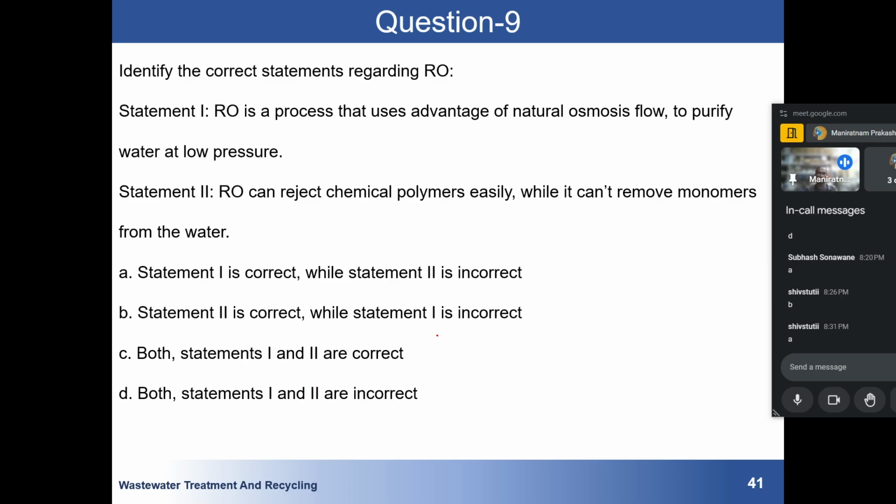We have two statements. You have to identify which one is correct and which one is incorrect. Both are incorrect, or both are correct; four options are there. Statement one: RO is a process that uses advantage of natural osmosis flow to purify water at low pressure. First, you should know the concept of reverse osmosis, how reverse osmosis is done. Then only you can answer this question. Statement two: RO can reject chemical polymers easily while it cannot remove monomers from the water.